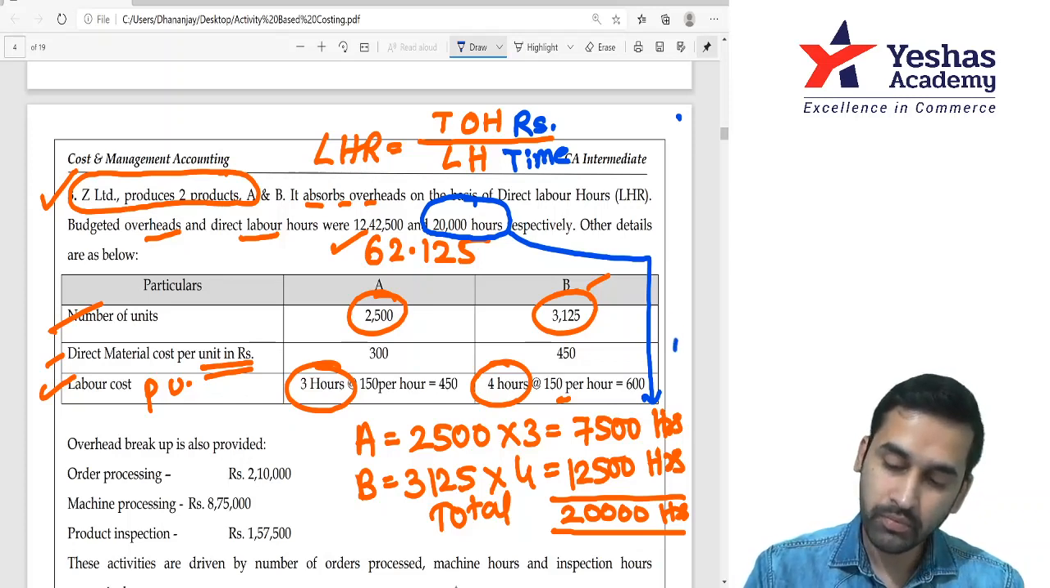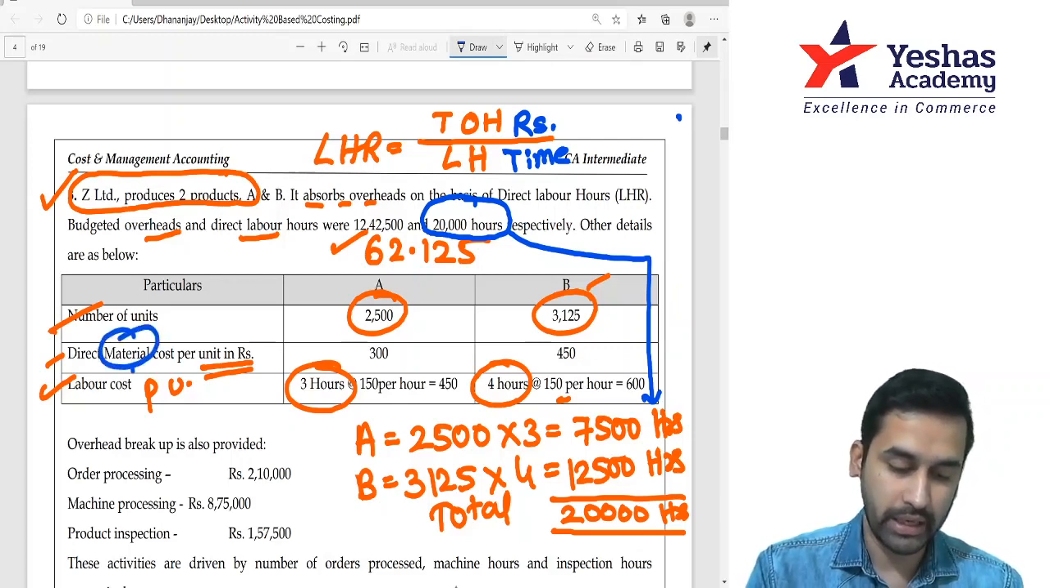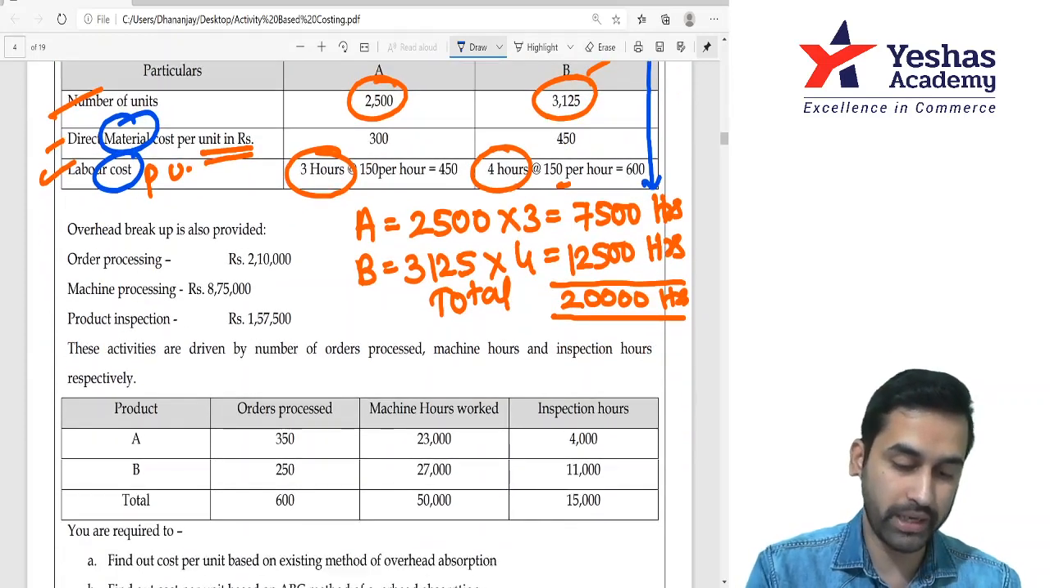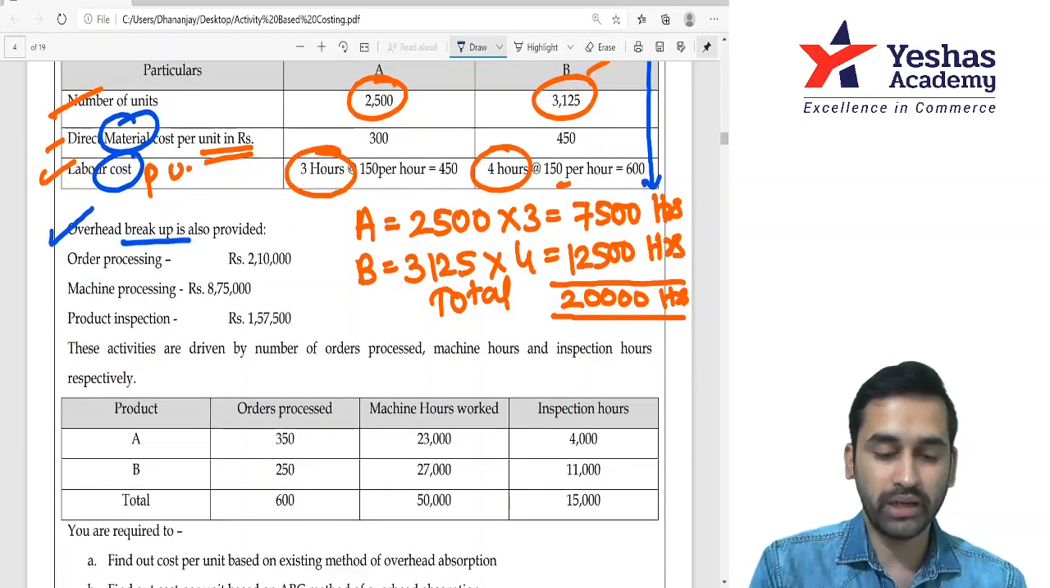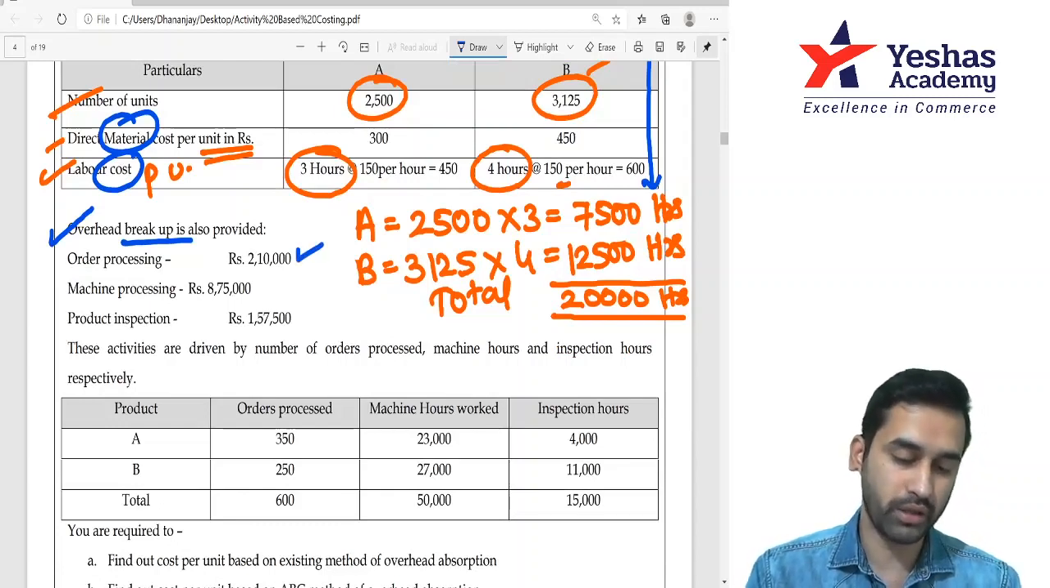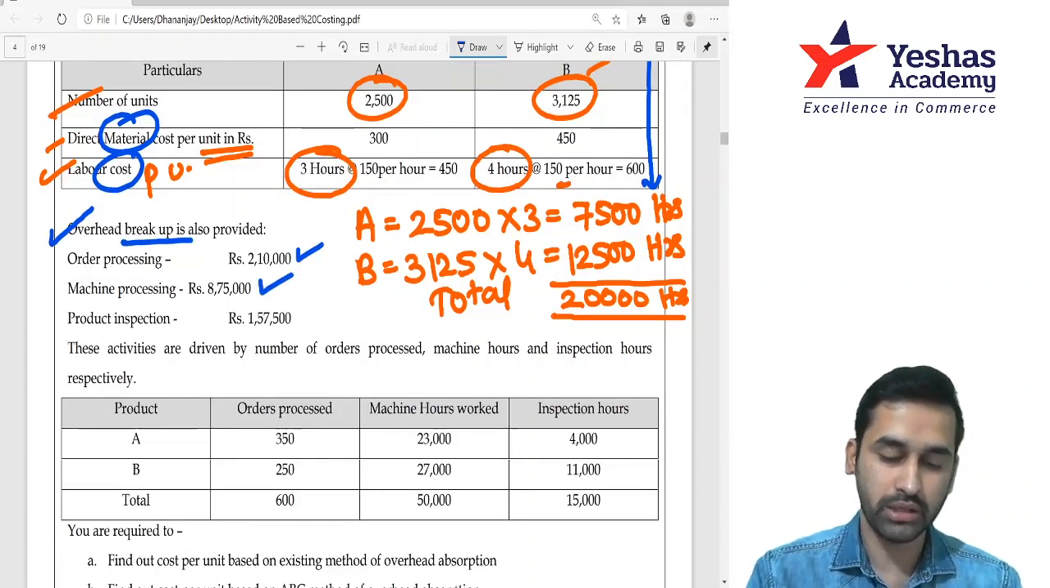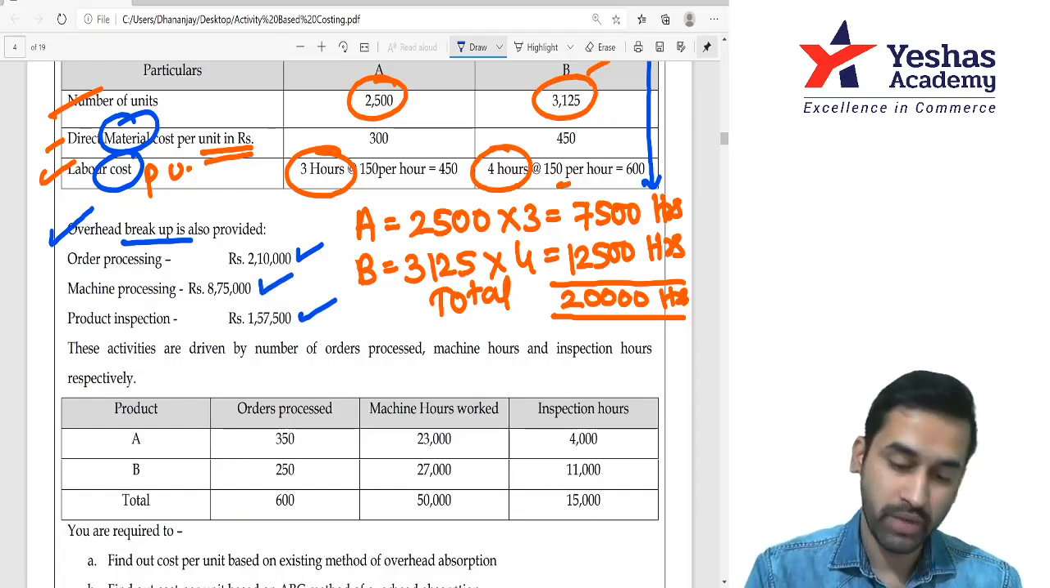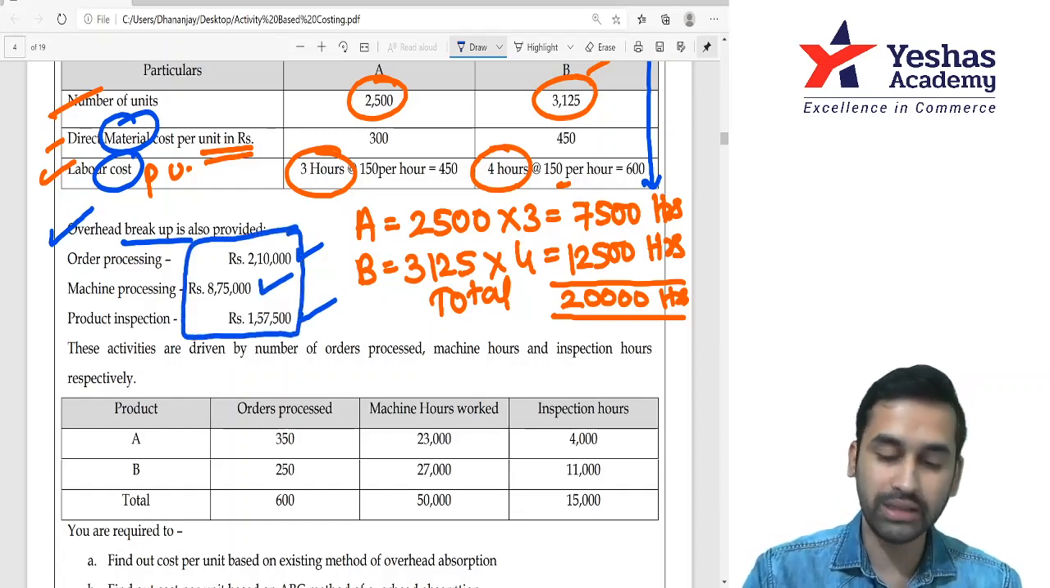Next, here material is done. Let me mark in blue. Material is done here. Labor is done. What is the other thing you need? Sir, overheads. Correct. Overhead story is given here. Not one, but they said overhead breakup. We have given to you order processing cost, machine processing cost, product inspection cost. Now, can you add all the three?